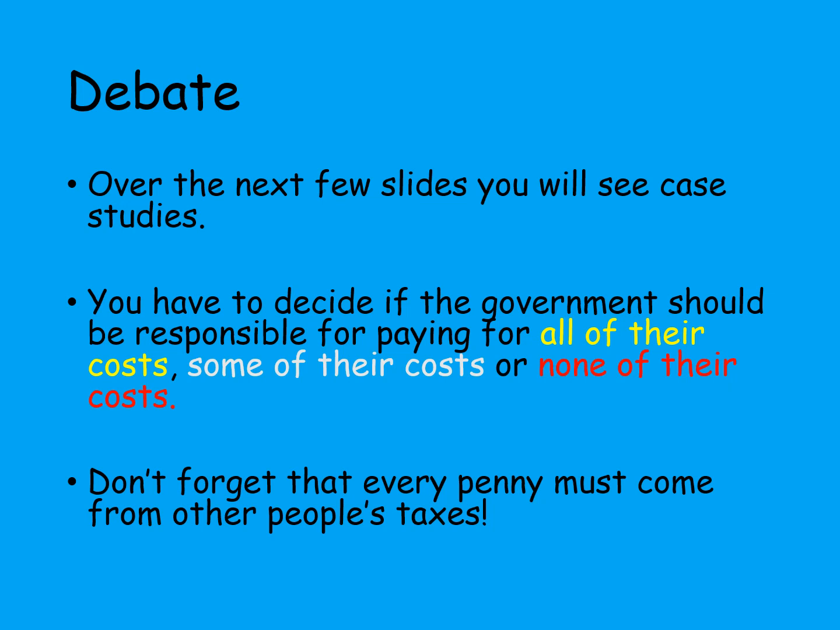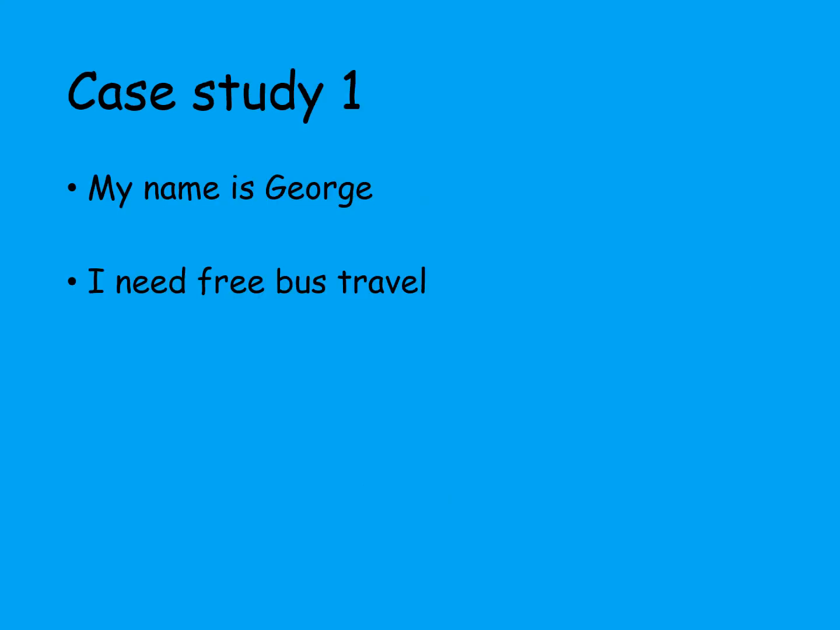Right, we're going to have a look at some case studies. I want you to decide if the government should pay all of these people's costs, some of their costs, or none of their costs. And remember, this comes from other people's taxes. I'm going to give you no input. This is for you to think. So, case study 1 is George. He needs free bus travel. He needs it because he's 5. Bless him. Should the government pay? Yes or no?